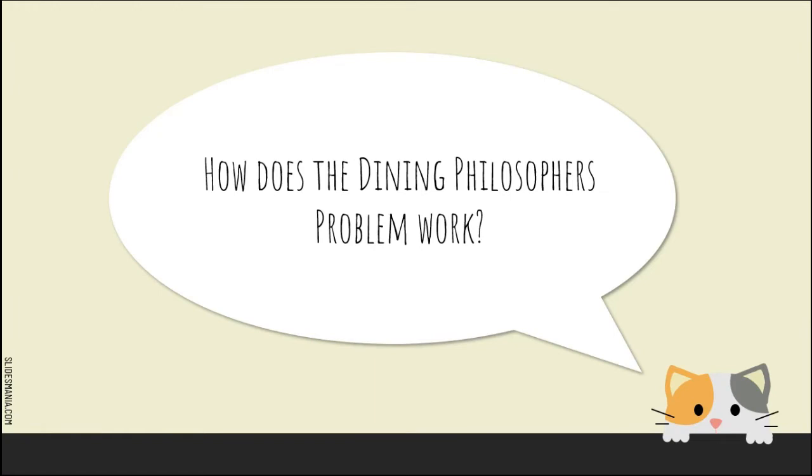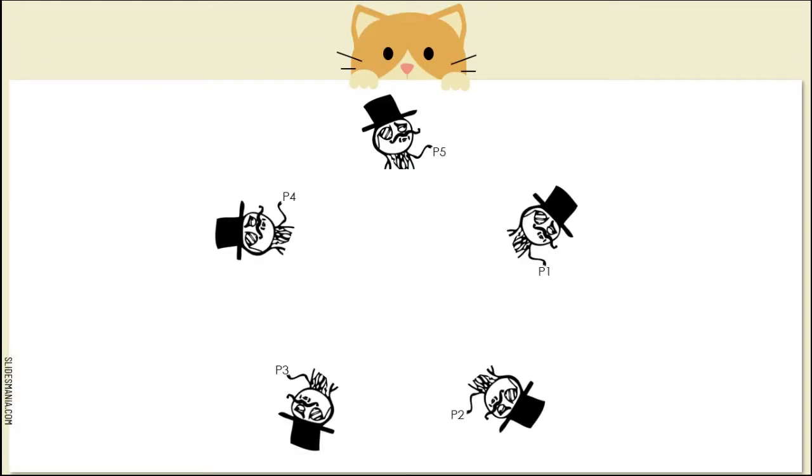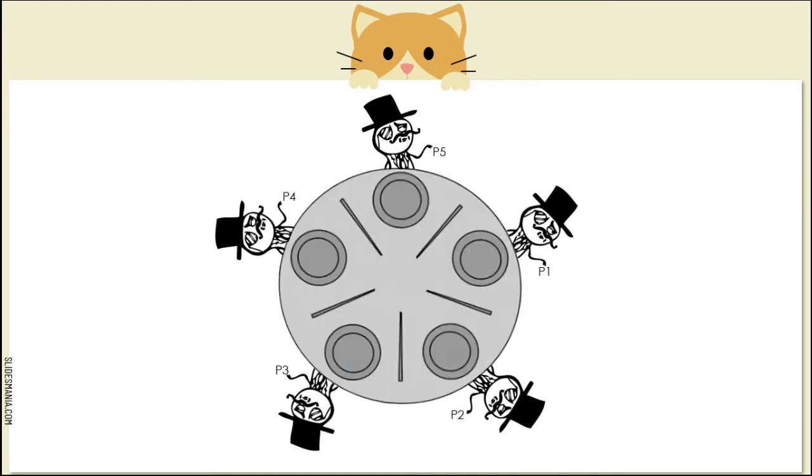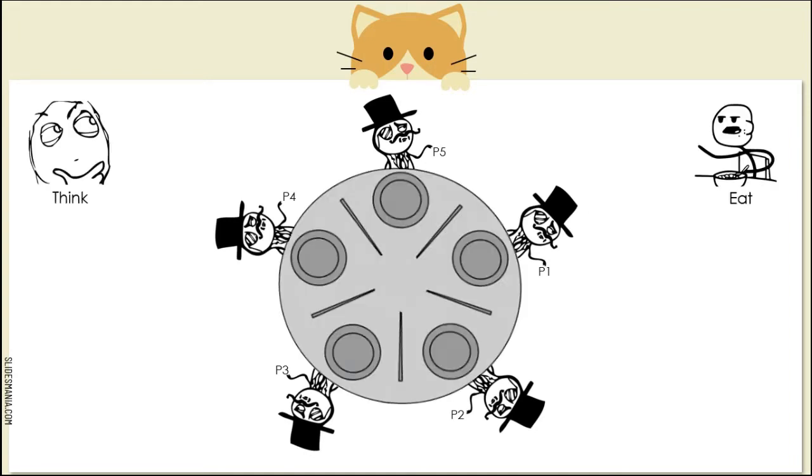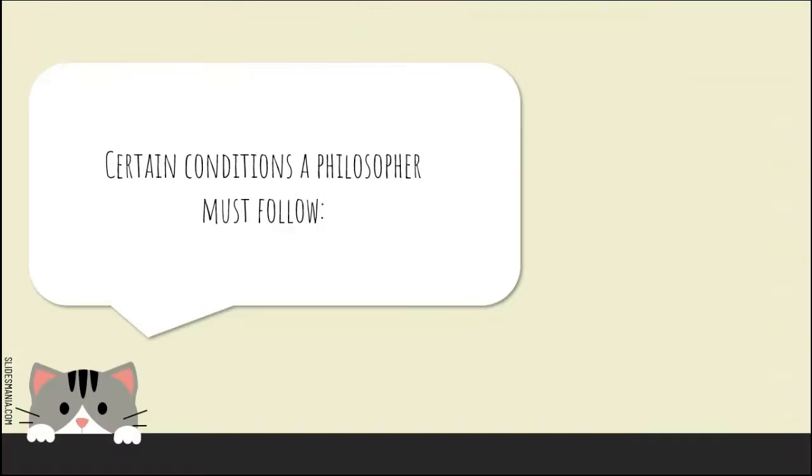How does the dining philosophers' problem work? In the dining philosophers' problem, 5 philosophers are seated around a circular table and their job is to think and eat alternately. There are 5 bowls of noodles and 5 chopsticks, one for each of the philosophers. The following are certain conditions a philosopher must follow.